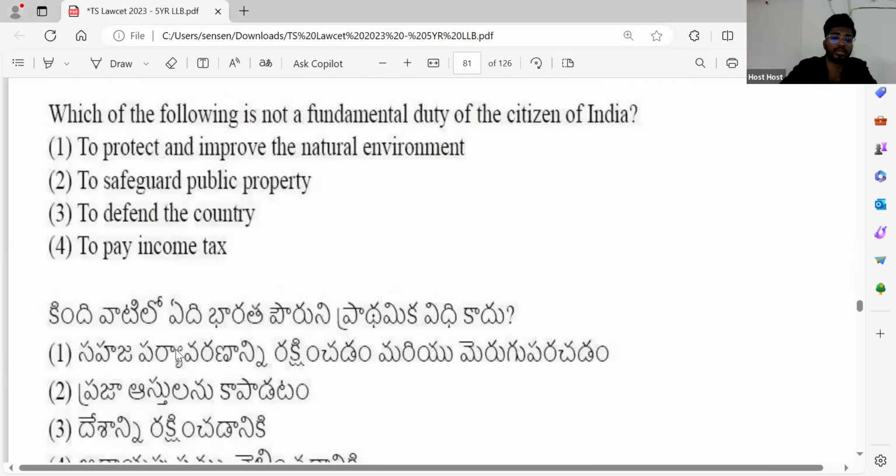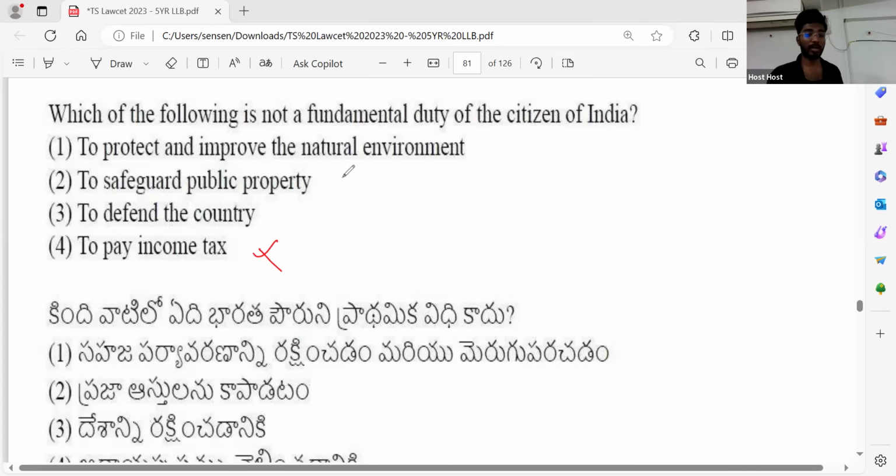Next, which of the following is not a fundamental duty of a citizen? To safeguard public property. No, ma, that is not the answer. Very good. To pay income tax is not a fundamental duty. So to pay income tax is not a fundamental duty, because what are fundamental duties?